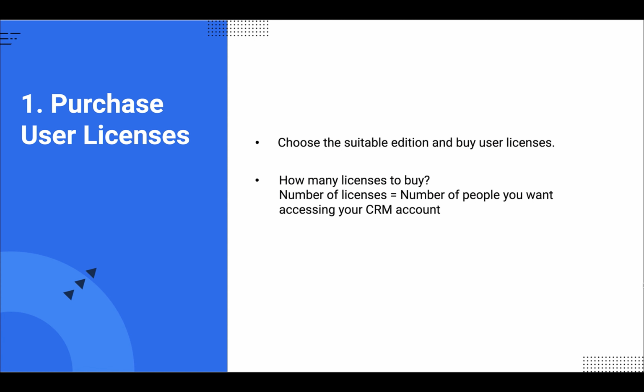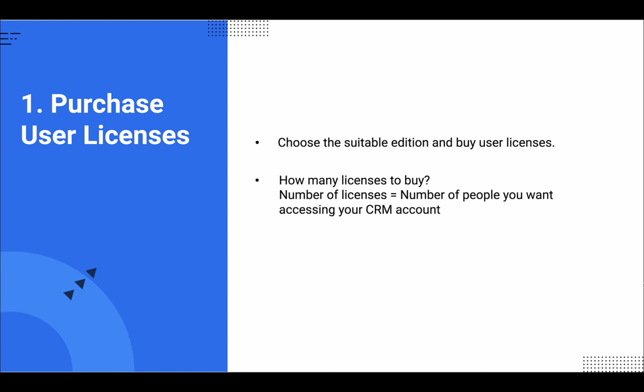We spoke about all of this starting with purchasing user licenses, right? So here there's a quick point. You have to choose the suitable edition and buy user licenses, right? When you subscribe to Zoho CRM, you would have seen multiple editions: enterprise, professional, standard, ultimate, and so on. So you go and subscribe to one edition. All the further user licenses that you purchase will belong to that edition.